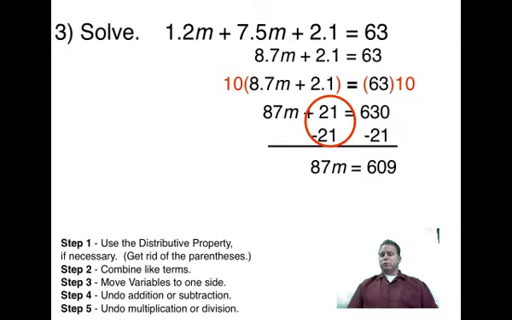Step 5, they're multiplying by 87, so we'll divide both sides by 87, doing the opposite. 87 over 87 is a big fat 1. And we get 1m is equal to 7.